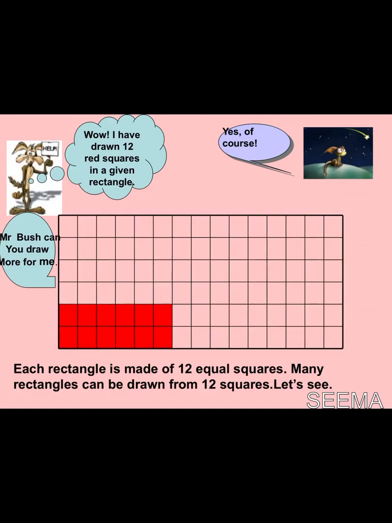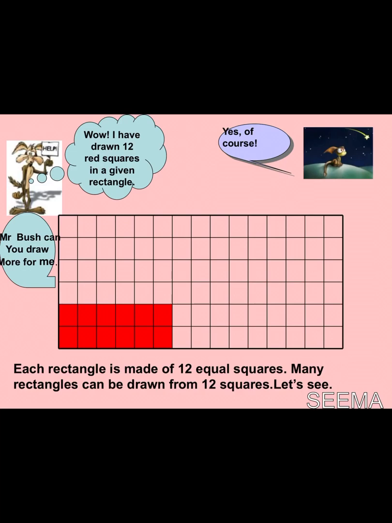Wow, how many rectangles have you seen here? I have seen one rectangle. So I have drawn here 12 red squares in this given rectangle. Mr. Bush, can you draw more for me? Yes, of course. So each rectangle is made up of 12 equal squares.